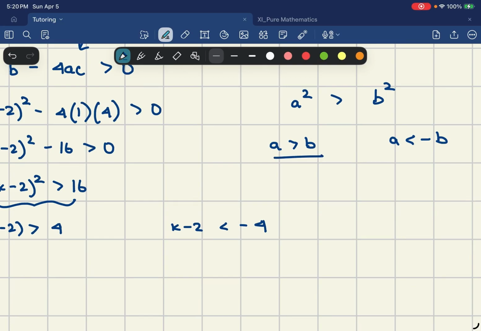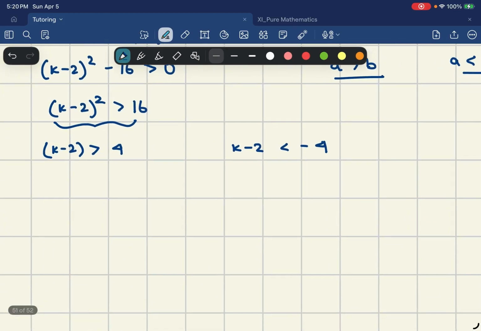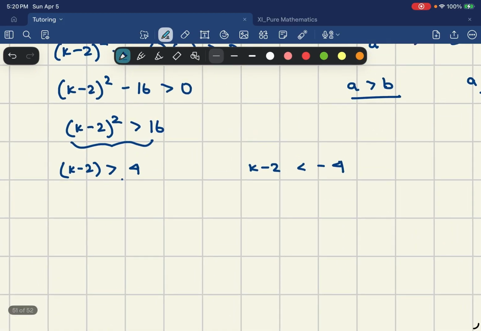And as long as this is satisfied, the inequality will still hold. If you square a here, then positive a squared, so this is assuming b is positive, right? So positive a squared is going to be bigger than b squared, but if a is less than negative b, squaring that will also give you something that is bigger than b squared. So using this idea, any number bigger than 4, squared, gives me something that is bigger than 16. Any number less than negative 4, squared, also gives me something bigger than 16.